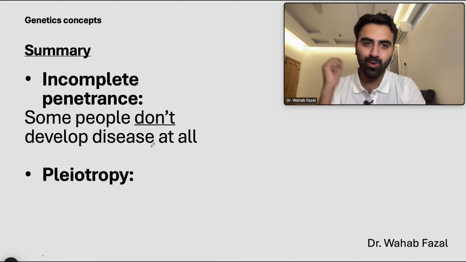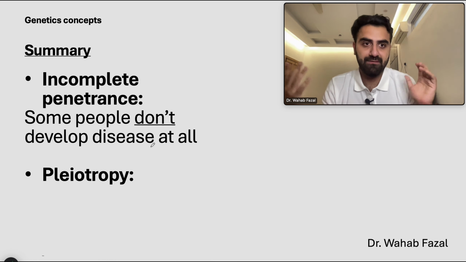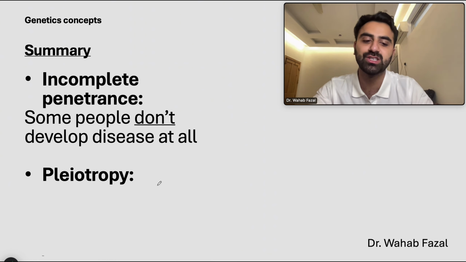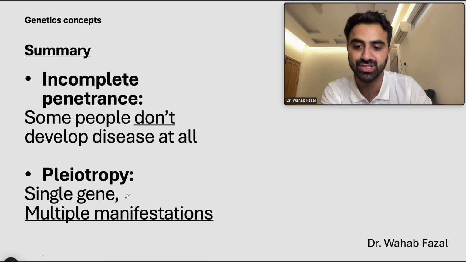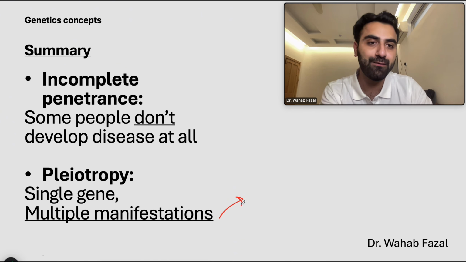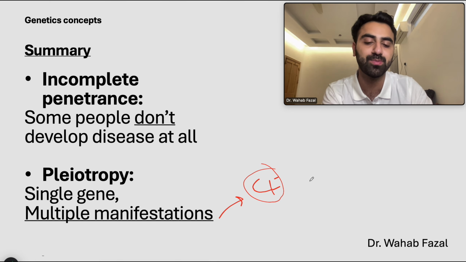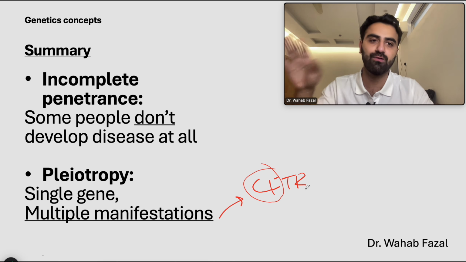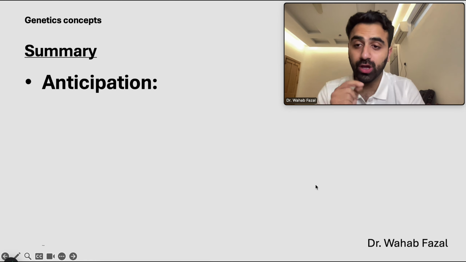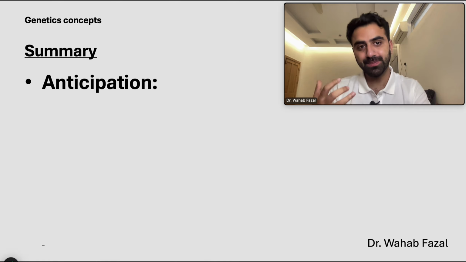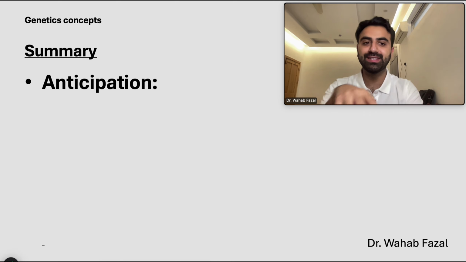Pleiotropy is that one gene can be responsible for multiple phenotypic presentations, multiple physical manifestations of a single disease, like the cystic fibrosis we talked about. It's a problem in the single CFTR gene, and what it results in is a plethora of problems all throughout the body. Then the concept of anticipation: with each generation you anticipate the disease earlier.